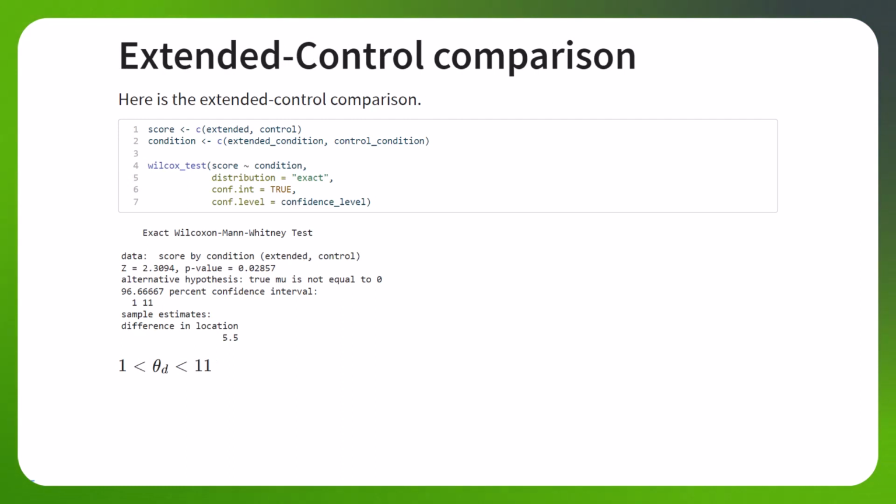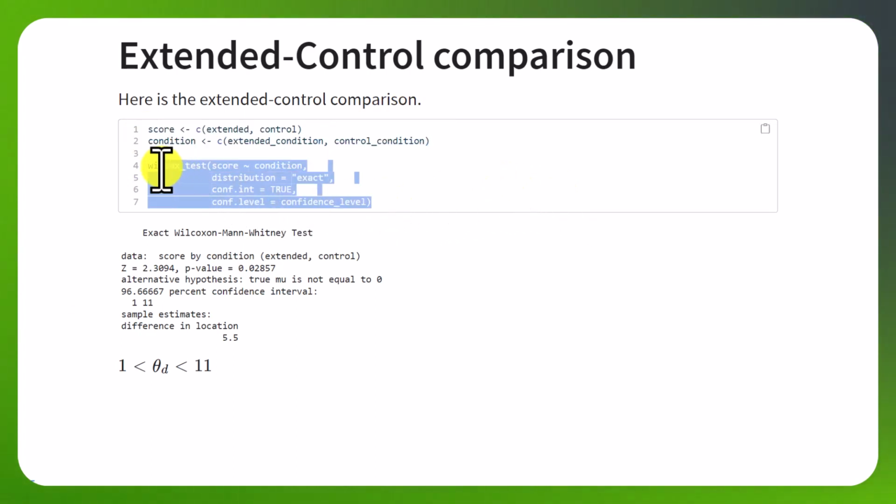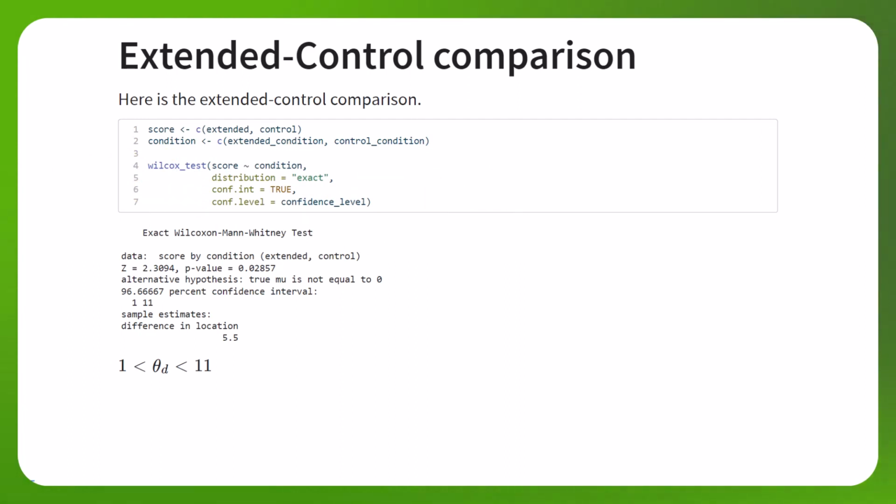Here I'm going to do the extended and control comparison. Extended metaphor compared to control. Again, I'm able to set these up quite easily because of how I set up the data to begin with. And here I am conducting the Wilcox test. That now gives me an interval from 1 to 11. That's a bit more informative. That tells me that extended metaphors do in fact help. Now, they may only help a little bit, only by a median difference of 1 point, or they may help a lot, a median difference of 11 points. But nonetheless, I know that they help.